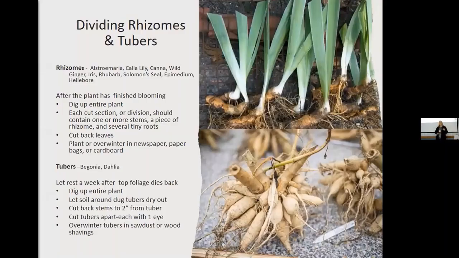For rhizomes and tubers, these are a little bit different. For rhizomes, you want to wait until after the plant is done blooming, and then you're going to dig out the entire plant. You'll cut the stems about 4 or 5 inches. And then you're going to cut that rhizome such that each part of that rhizome has a stem coming out from it and has roots coming down from below.